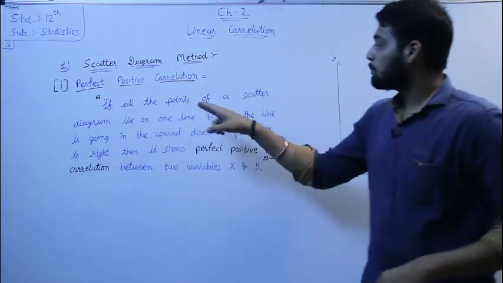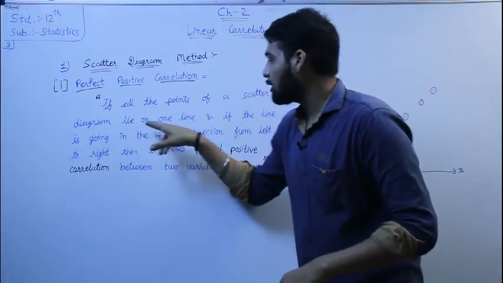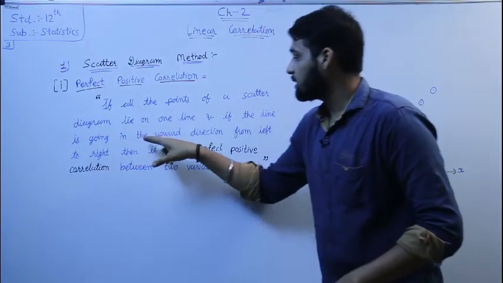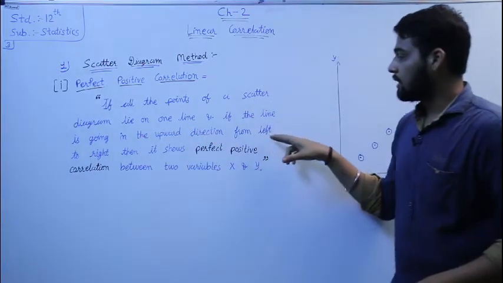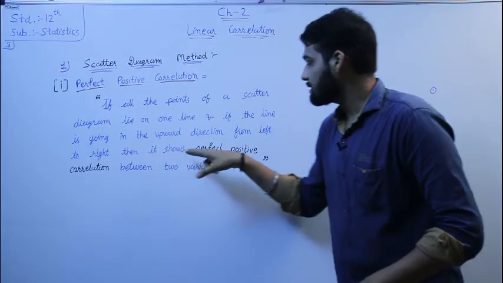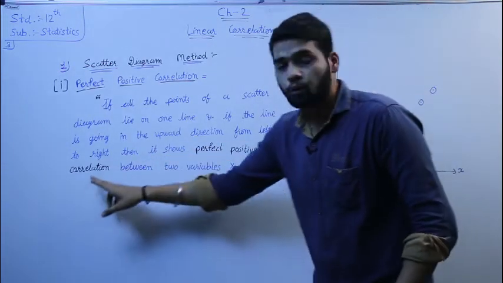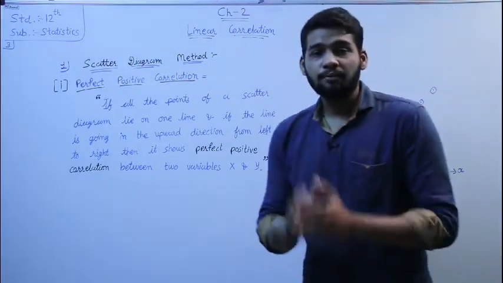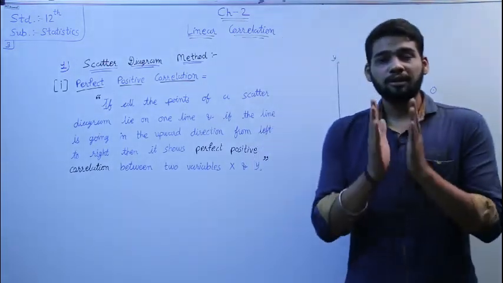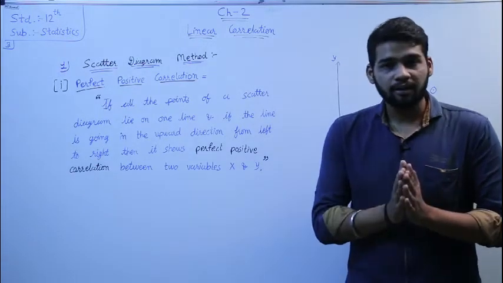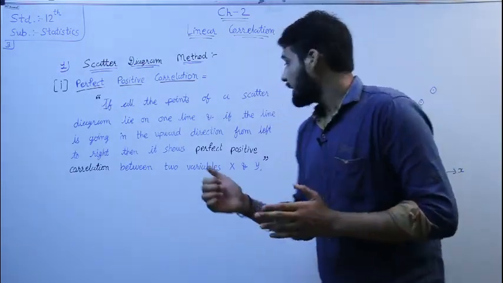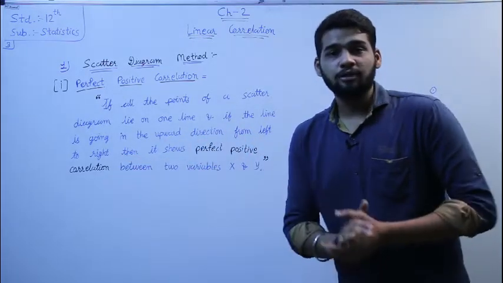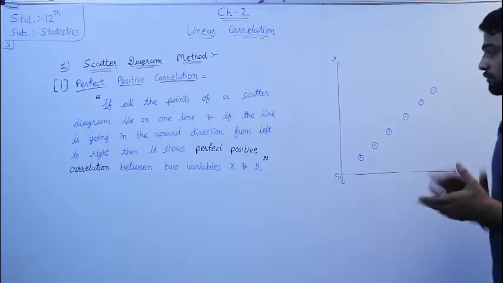If all the points of a scatter diagram lie on one line, and the line is going in the upward direction from left to right, then it is perfect positive correlation between variables x and y. Whatever graph you prepare on the basis of the x variable and y variable, if its direction is upward from left to right, it shows perfect positive correlation.